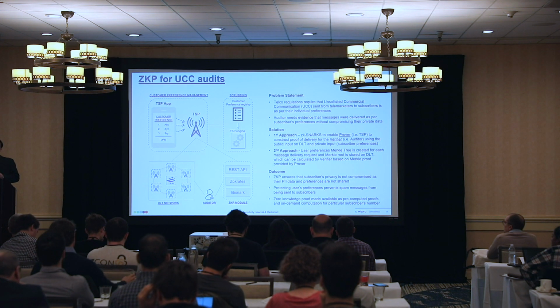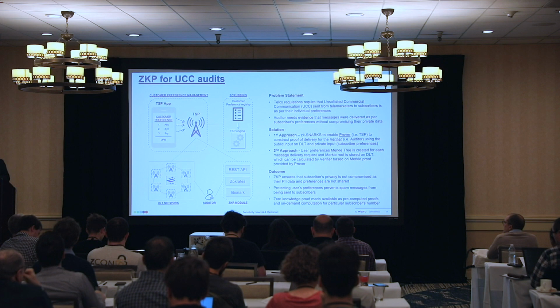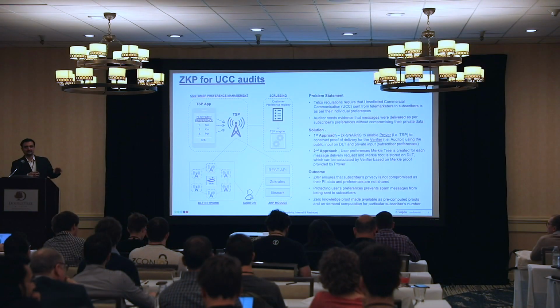The second approach is based on Merkle trees, right? Because we see that Merkle tree is a more efficient way of dealing with a large number of messages, large number of phone numbers, and the user preferences as they are managed, right? So the Merkle tree will get generated on the fly, and the Merkle proof is something which will be used by the verifier to see whether the actual user preferences were used while scrubbing out the messages before they are sent to the subscriber, right?